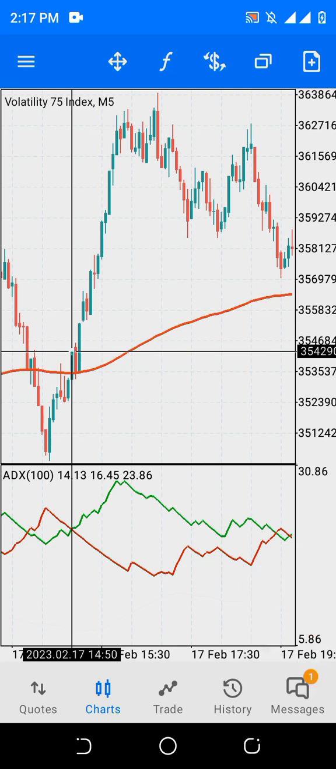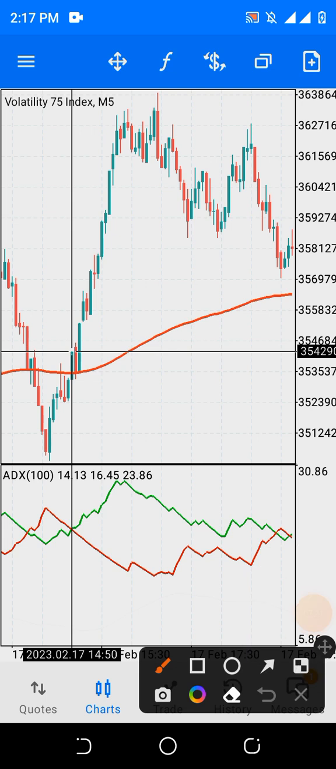Do you understand? So when the candlesticks are above the moving average, you focus on buy signals. When they are below the moving average, you focus on sell signals. And this is massive profit. As easy as that. So let's proceed.